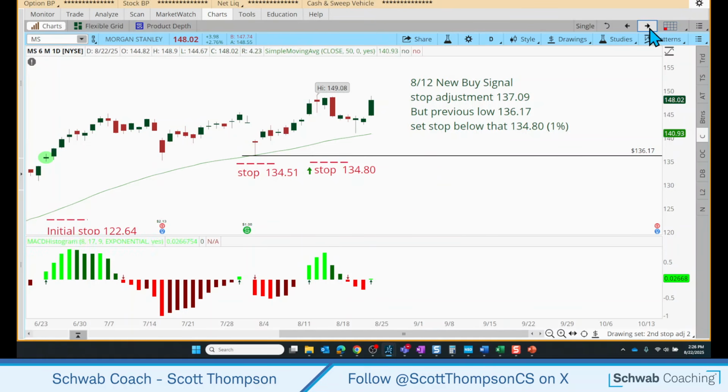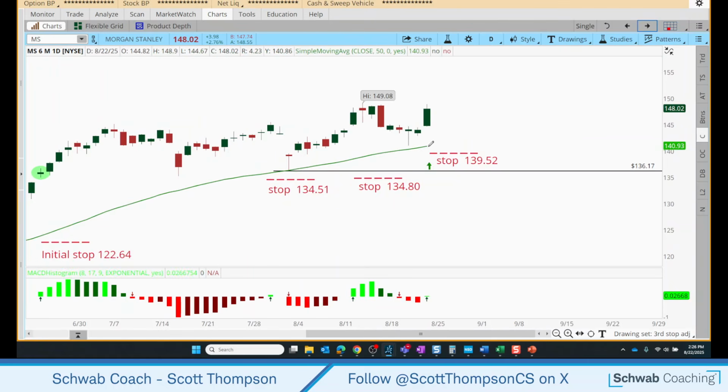And then interestingly enough, today, the 22nd of August, we have a new green arrow on the MACD, and so we have another stop adjustment rule. The moving average today is at 140.93, and 1% below that would be a stop at 139.52. And again, in this case, we would have adjusted our stop about 4 times, initial stop and then 3 adjustments. And what's kind of interesting, this stop now is above the original purchase price.